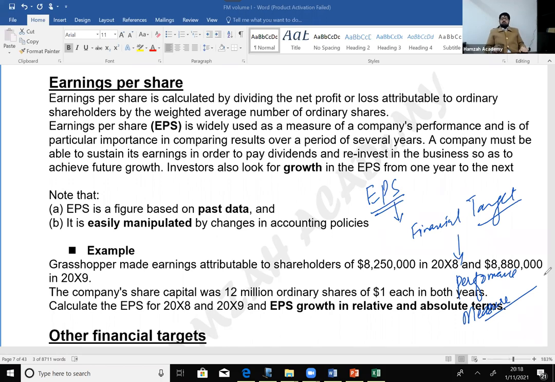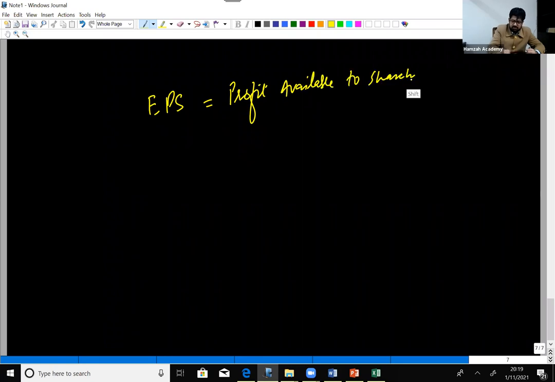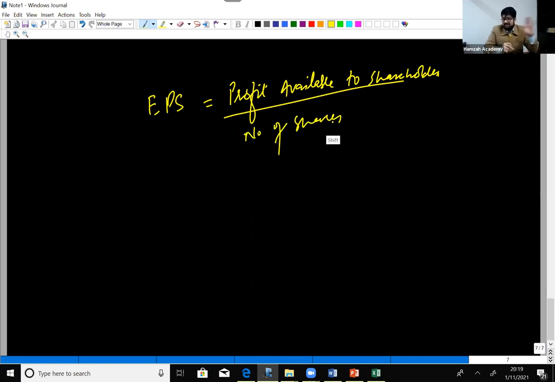Now, how is it calculated? EPS is equal to profit available to shareholders. Let me write it on the board here. Earning per share is equal to profit available to shareholders, or attributable, divided by the number of shares. I'm not saying as per IAS 33, F7, please do not mix that over here.